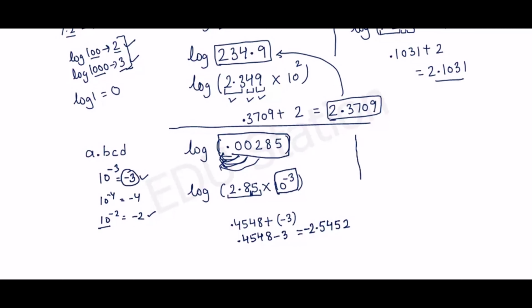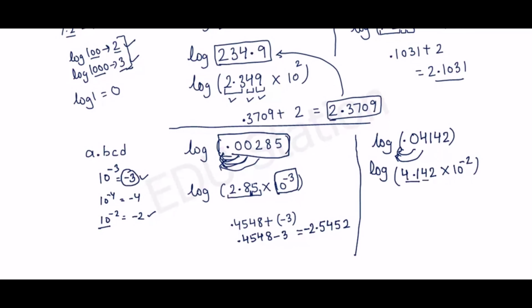We'll try one more case. Let's say we have to find log of 0.04142. To find the log of this, we'll convert this into the format of 1 point something. So I have to come 2 places from my right to left. It will be 4.142 into 10 raised to power minus 2. This will be number, this will be column, and this will be difference. 41, column number 4, difference of 2.